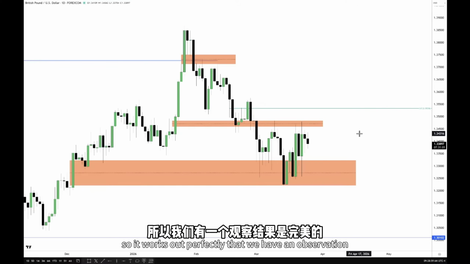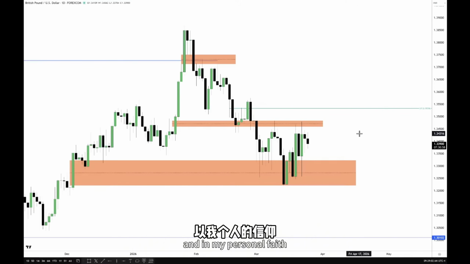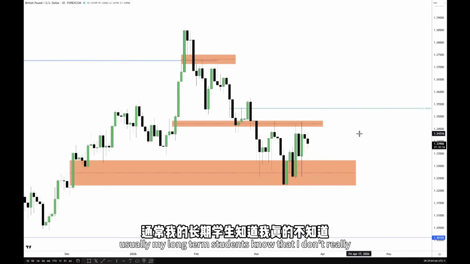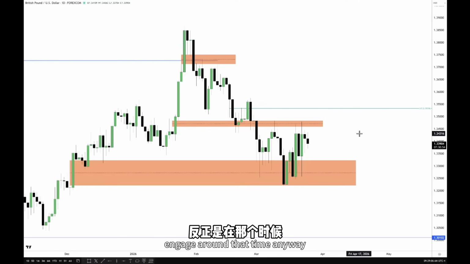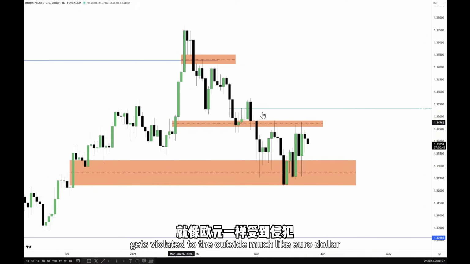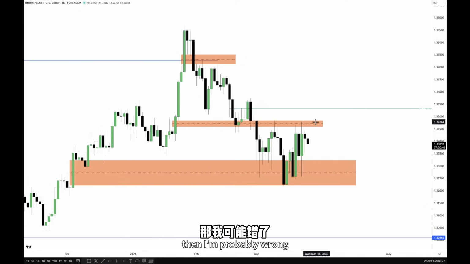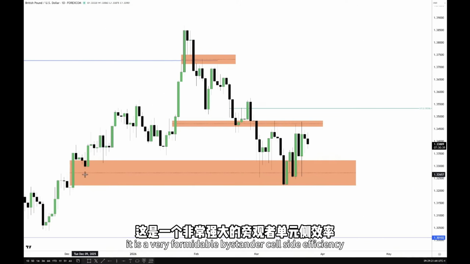So it works out perfectly that we have an observation in my personal faith next week, which usually, my long-term students know, I don't really engage around that time anyway. But if this gets violated to the upside, much like euro dollar, then I'm probably wrong. Okay, but I'm looking for this to eventually start to wind down. It is a very formidable buy side imbalance, sell side inefficiency.